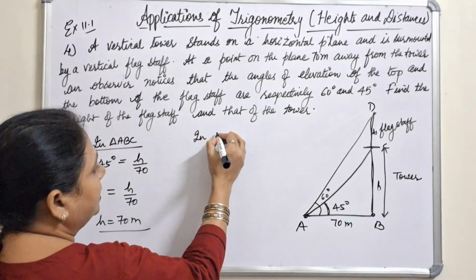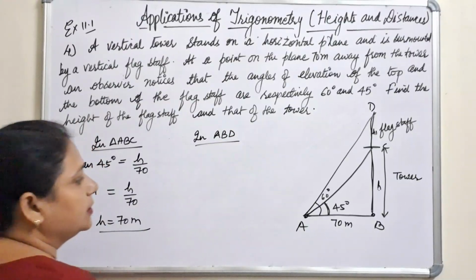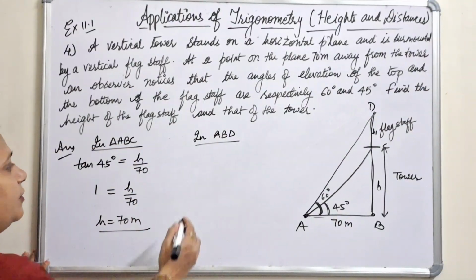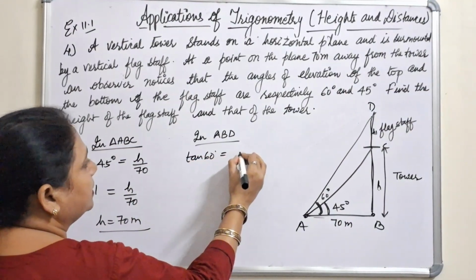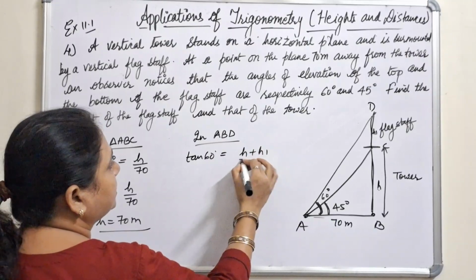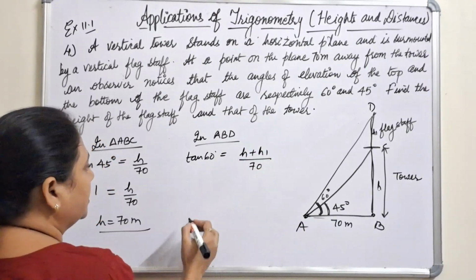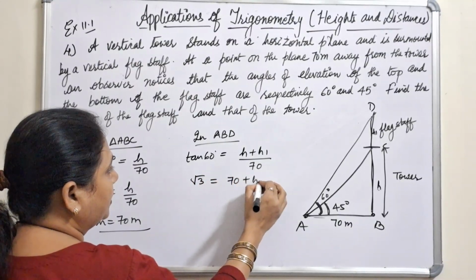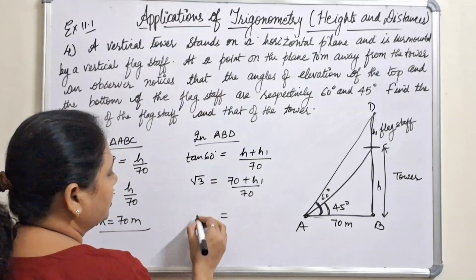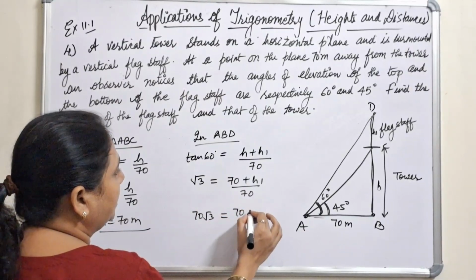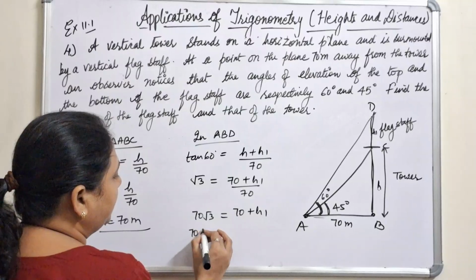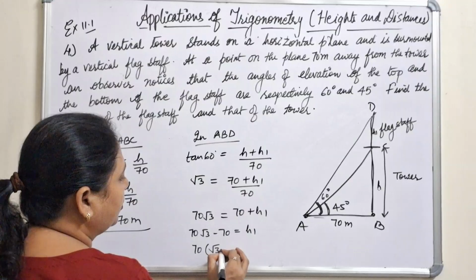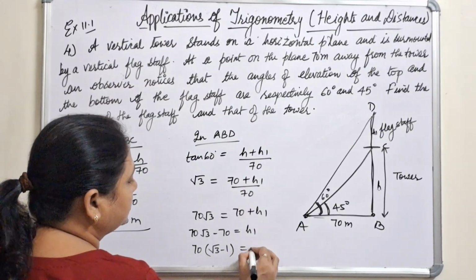Now we will take the whole triangle ABD. The angle considered will be tan 60 and the total perpendicular height will be h plus h1 upon 70. So tan 60 is root 3, and h is 70, which we have already calculated. So 70 root 3 is equal to 70 plus h1. 70 root 3 minus 70 is equal to h1.